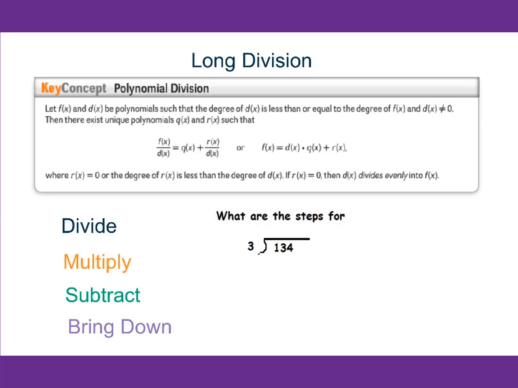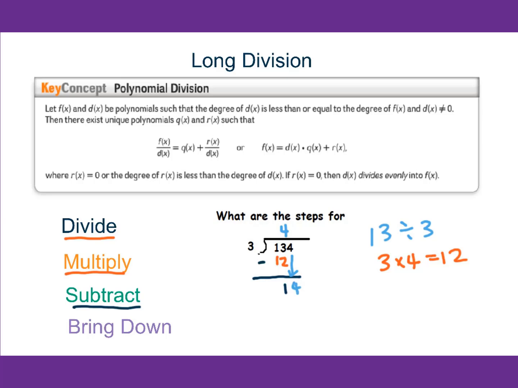134 divided by 3. We do the 13 divided by 3. That is 4. So first step, we do 13 divided by 3. We do divide. Then next step, we do 3 times 4. You got 12. That's the second step. We do multiply. Then we subtract. We got 1. Then the next step is drop down this 4. That's bring down.